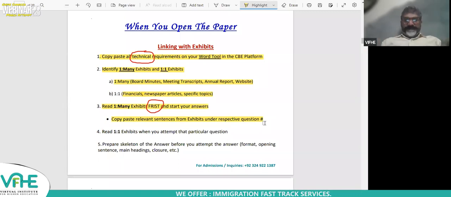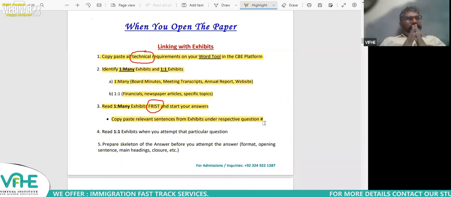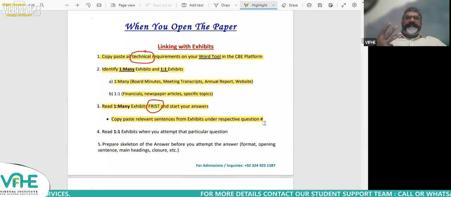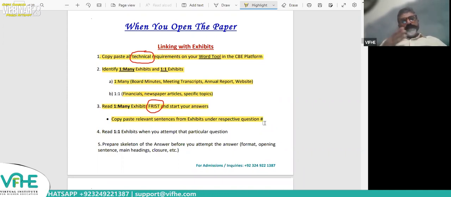and start drafting. Am I clear? So the moment you read the 3, for example, in this scenario, there were 3. So you will read the overview, obviously. You need to read the overview, followed by the 3 1:2 many exhibits. And then you should move towards your drafting.